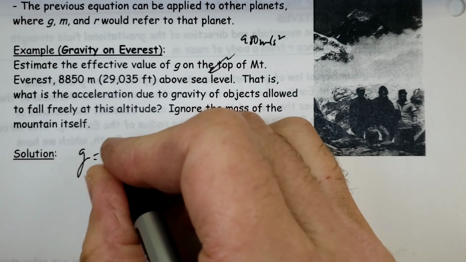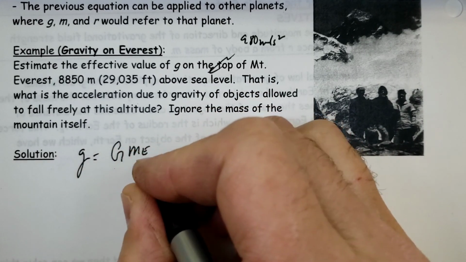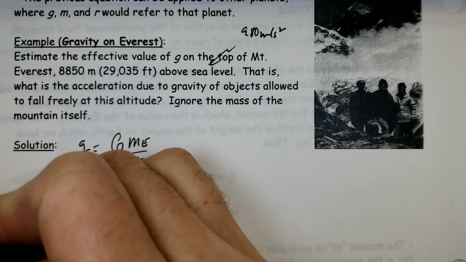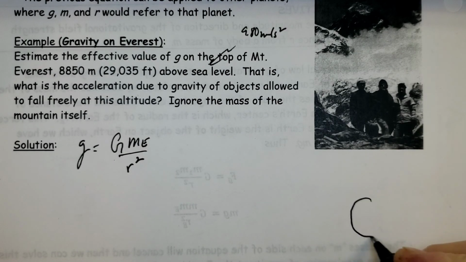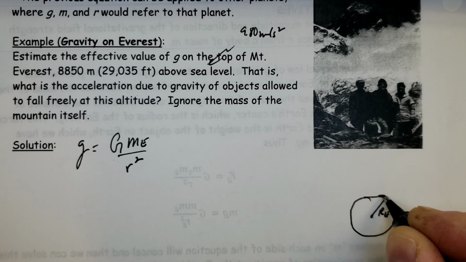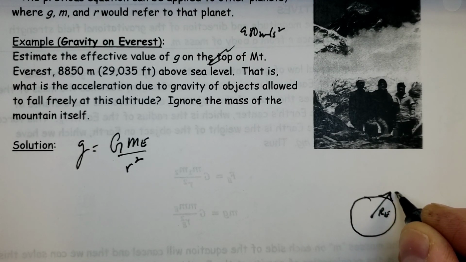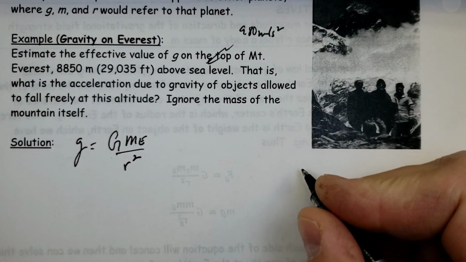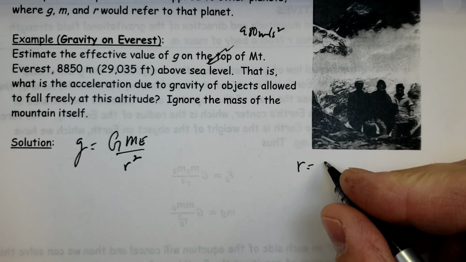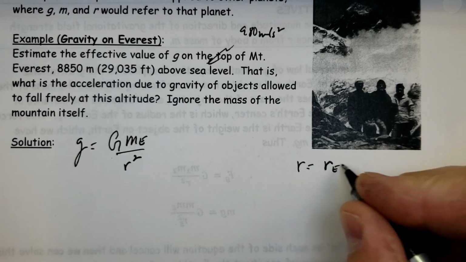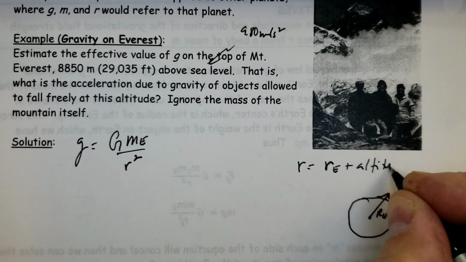So g equals big G multiplied by the mass of Earth, all over the radius squared. Now we have to be careful here. If we're looking at Earth, for example, we have the radius of Earth. And of course, if I'm talking about Mount Everest, there's an extra piece we have to add on here, and that extra piece is 8,850 meters. So the R that we're going to be using, I'll write down here, is the radius of Earth plus altitude.